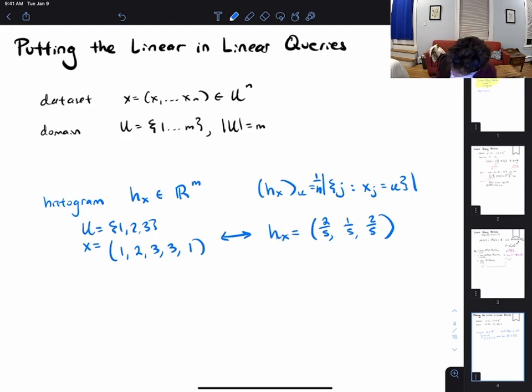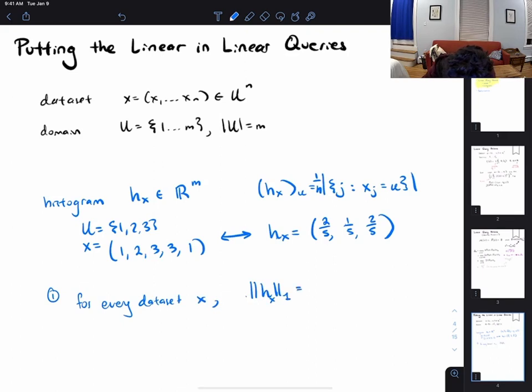Okay, so two important facts about histograms are that for every data set, the histogram is a vector whose L1 norm is 1. Okay, so in particular, every entry is positive, so the L1 norm is just the sum of the entries. And because I've normalized by n, the sum of the entries is 1. So just keep that in the back of your mind. It's a vector whose entries sum to 1.